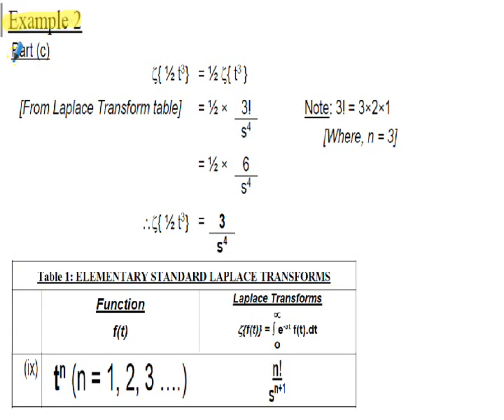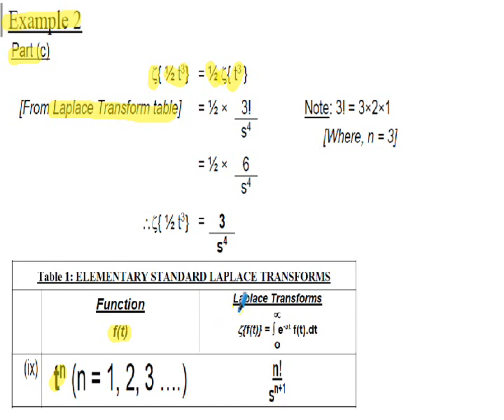Example 2 continued, part C. We're asked to find the Laplace transform of a half multiplied by t cubed. Again, the half can come outside of the Laplace transform, so I get a half of Laplace of t cubed on the right hand side. Now from the Laplace transform table, the t cubed is of the form t to the n, item 9 in our table. So the function of t we're using here is t to the n, where n is 1, 2, 3, etc. n is 3 in our particular case.